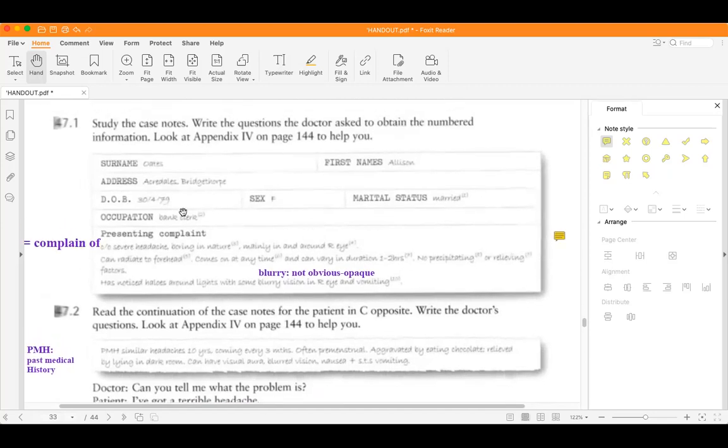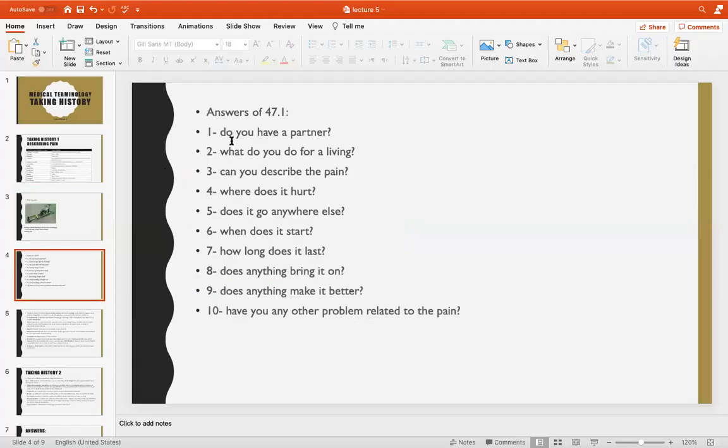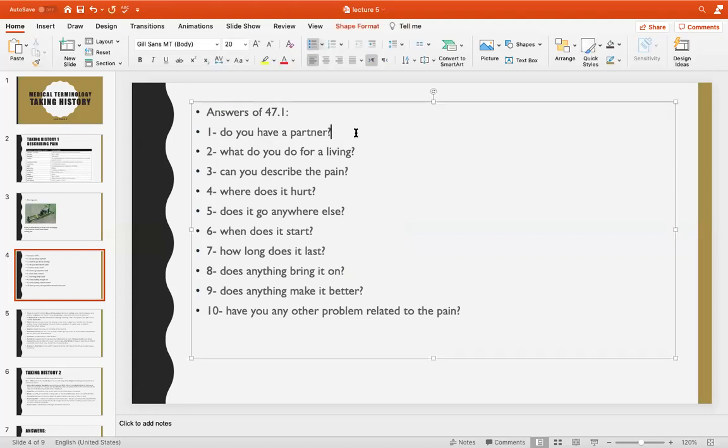So here, what are the questions that can be asked in order to have this information? We have, for example, do you have a partner? In order to ask about the marital status. We have, for example, what do you do for a living? In order to ask about the occupation. We have, can you describe the pain? In order to ask about the symptoms.